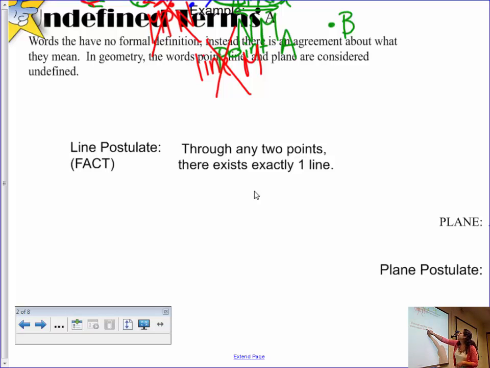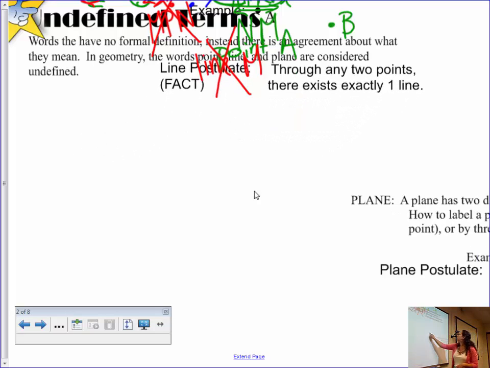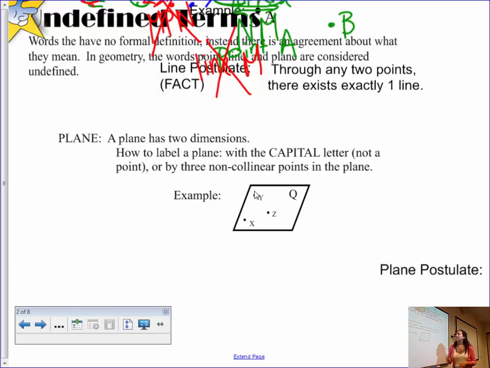Okay? All right, so let's talk about the definition of a plane. A plane has 2 dimensions, so we're getting bigger in our dimensions now. Your piece of paper, your walls, your floor, your ceiling, those are all planes. Okay, they do go on forever, but we can't exactly draw forever on our paper, so we're just going to outline it by a 4-sided figure.